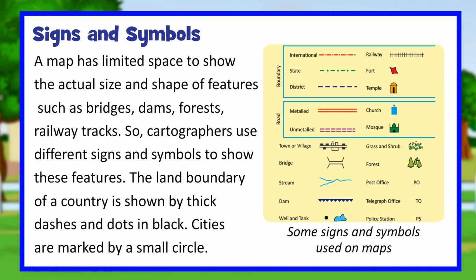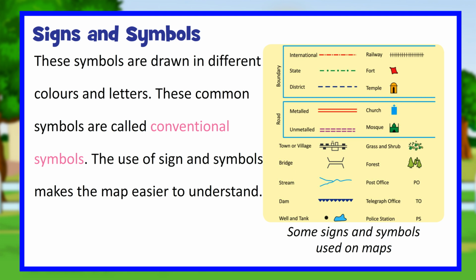Signs and symbols. A map has limited space to show the actual size and shape of features such as bridges, dams, forests, railway tracks. So, cartographers use different signs and symbols to show these features. The land boundary of a country is shown by thick dashes and dots in black. Cities are marked by a small circle. These symbols are drawn in different colors and letters. These common symbols are called conventional symbols. The use of signs and symbols makes the map easier to understand.